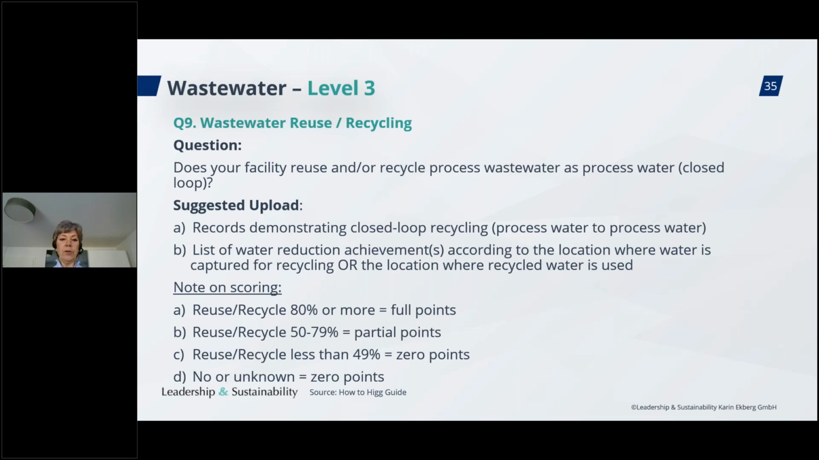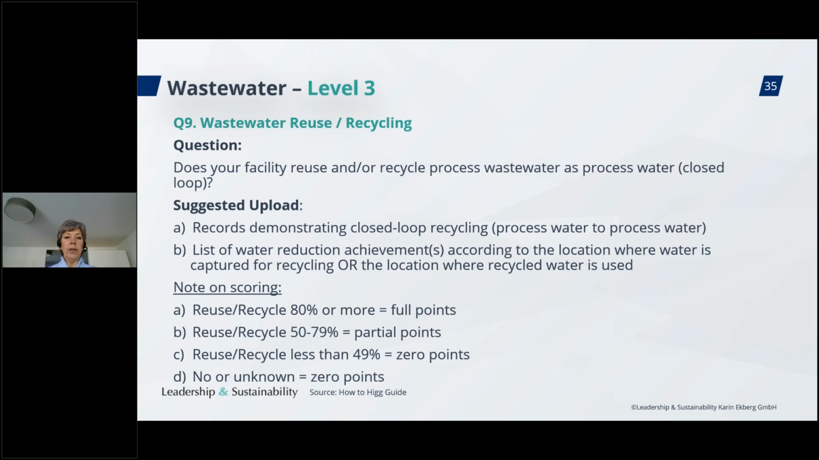And you can see here also the scoring with 80% or more for full points and 50 to 79% for partial points. This is exactly the same scoring approach as we have in the energy, water and waste section related to defining your baseline and setting your targets. So these are actually one-to-one the same scoring approach.